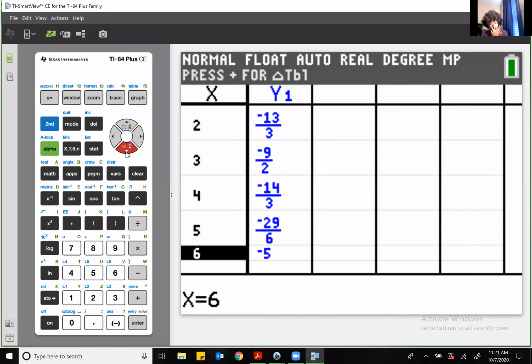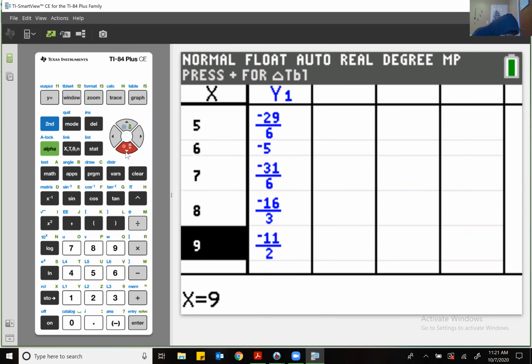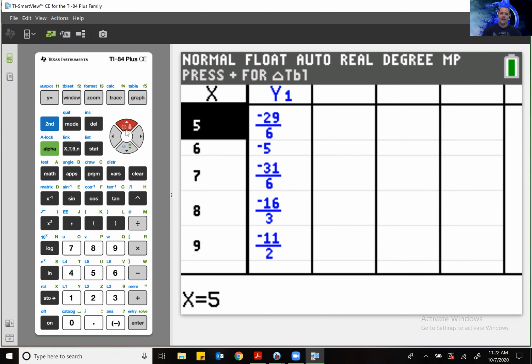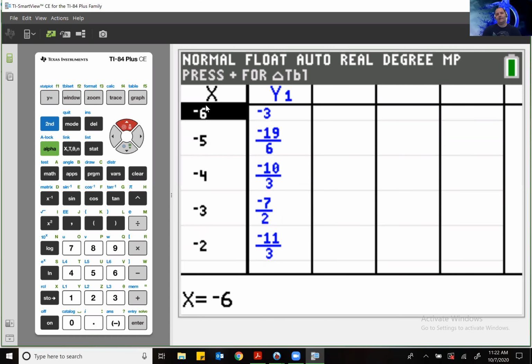You see another one? 6, -5. Let's do 6, -5 then. If I went the other way, there would probably be one at -6. Yeah, -6, -3. That would also be a viable point too if you wanted. Okay. So we got our points.